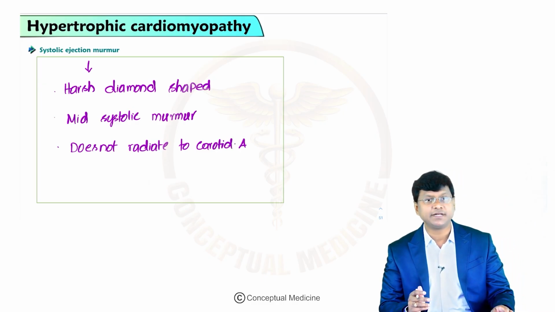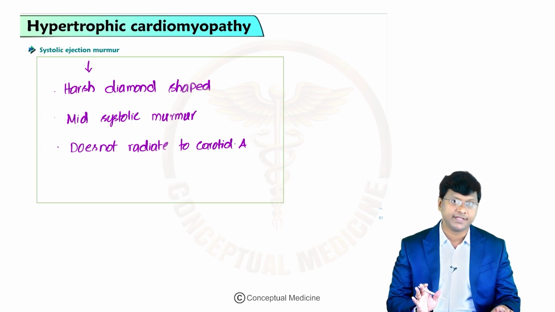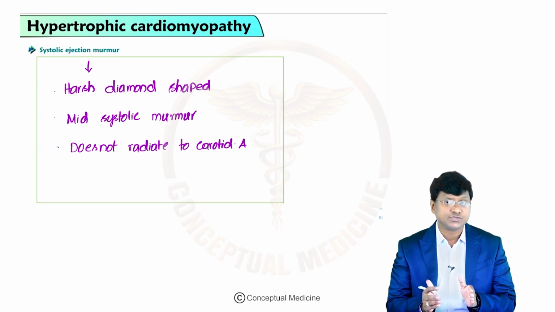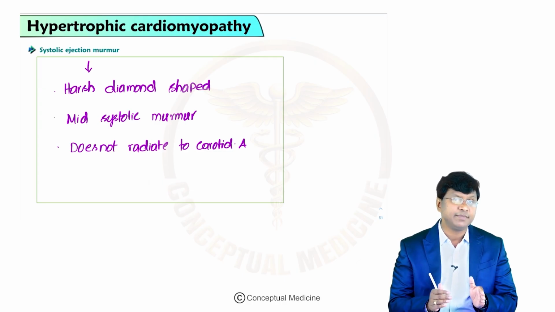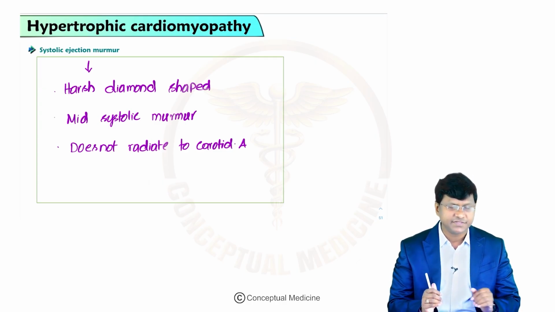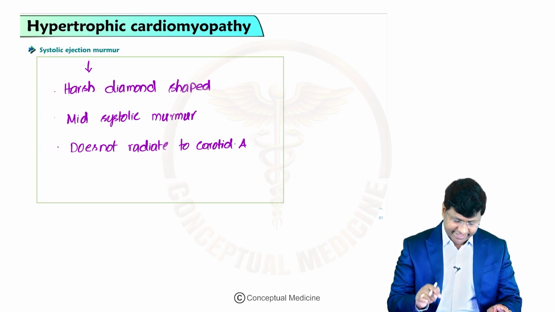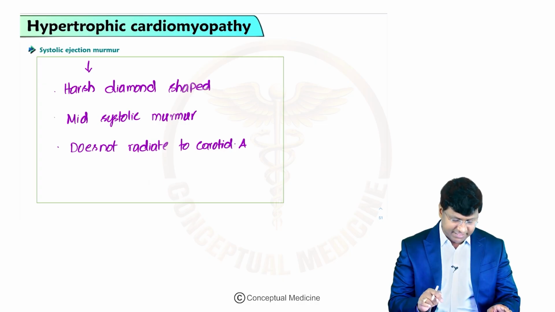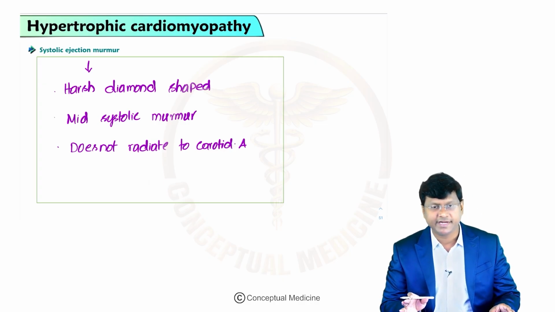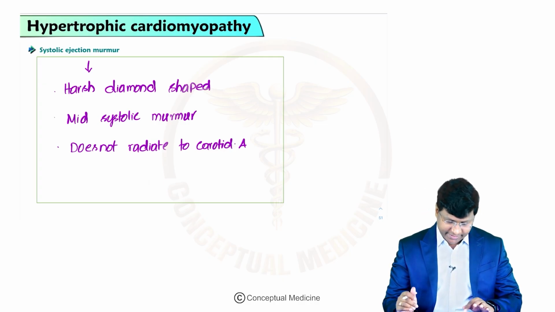Right, this particular murmur does not radiate to the carotid artery. Now, there is also a dynamic auscultation of this particular murmur, which I will discuss. But for now, remember, it is an ejection systolic murmur. It is a harsh diamond shaped murmur. It is heard in the mid part of the systole and does not radiate to the carotid artery. Now you see a question.